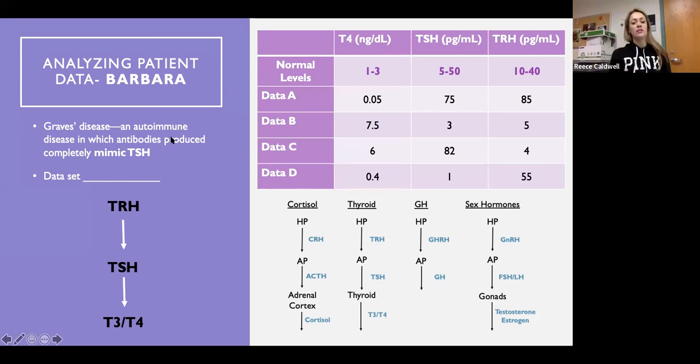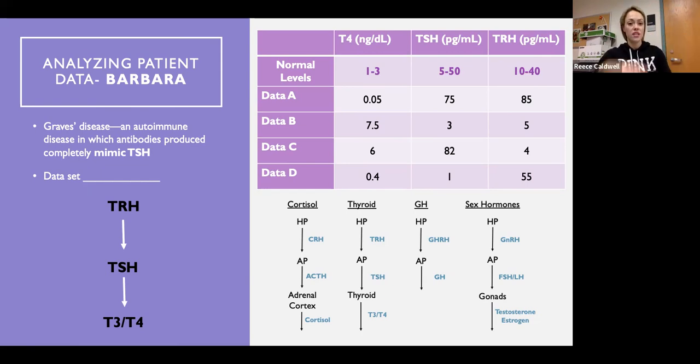So what we see with our last patient of the day, we have Barbara. Barbara has this autoimmune disease in which antibodies produced completely mimic TSH. So this one's a little complicated, but what we mean by mimicking TSH is we have increased levels of T4, thyroid hormone. Why is that? Because if we're mimicking TSH, we're mimicking thyroid stimulating hormone. And the role of thyroid stimulating hormone is to stimulate the production of thyroid hormone. So we are stimulating the production or increase of thyroid hormone.